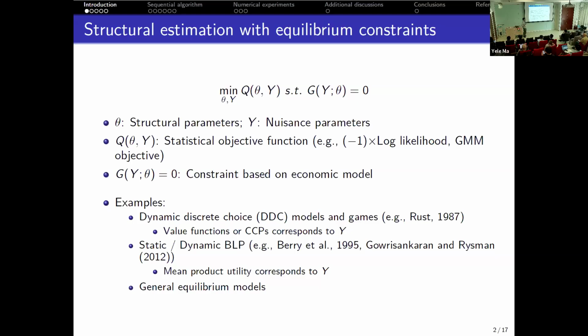And we can think of many examples. The first example is dynamic discrete choice models and games, DDC models and games. In these models, value functions or CCPs correspond to y. The second example is static and dynamic BLP. In these models, mean product utility corresponds to y. And finally, general equilibrium models are other examples.